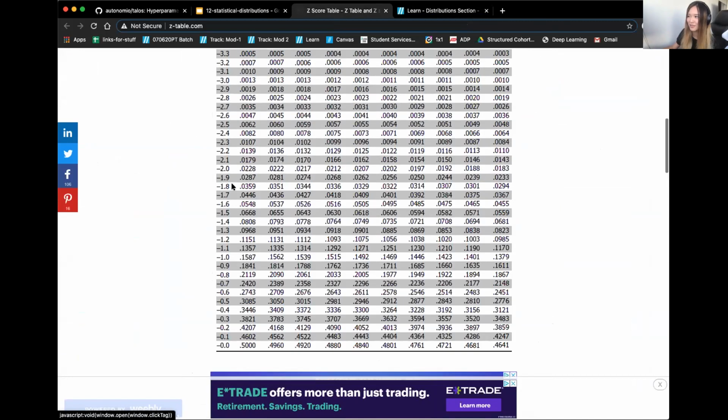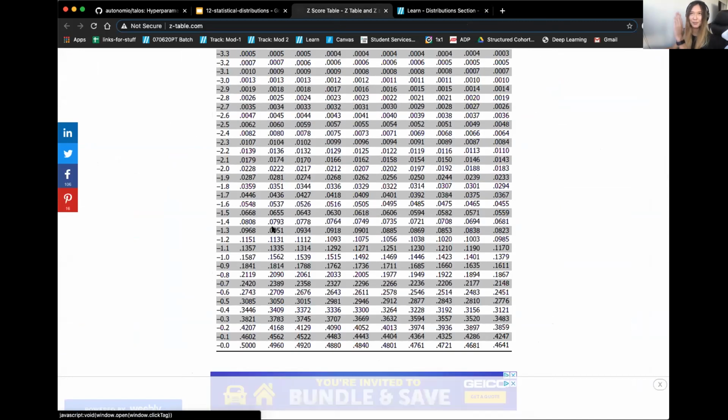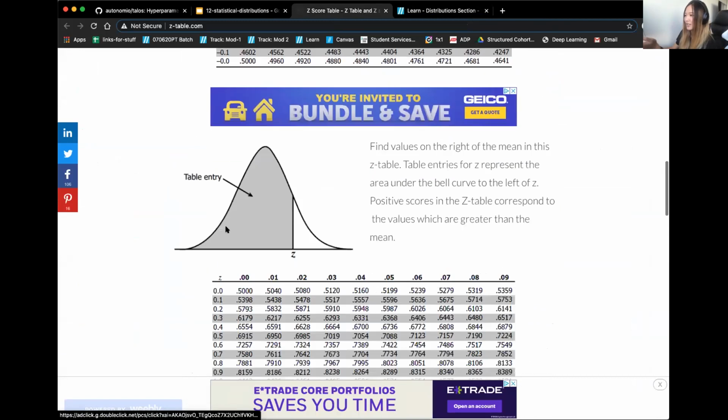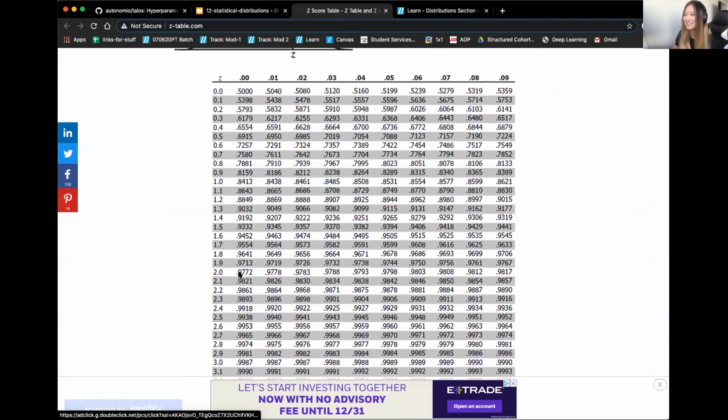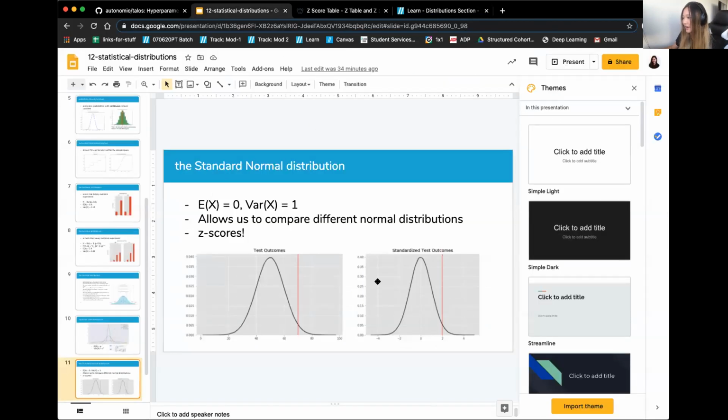It starts from negative because you can have points left of 0, but let's look up positive 2. So here we have 2.0 and 2.00, and here we have 0.9772. So basically what that's saying is that the area under the curve here and the area under the curve here is both 0.9772. So the probability of having a score under 70 is about 97%.